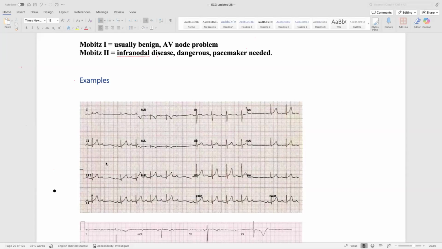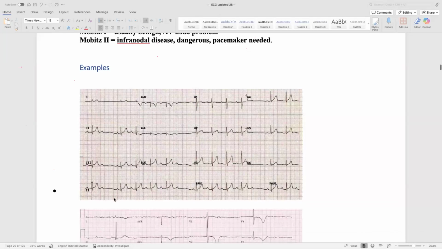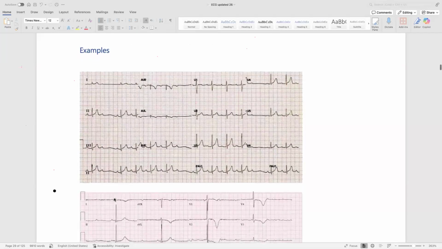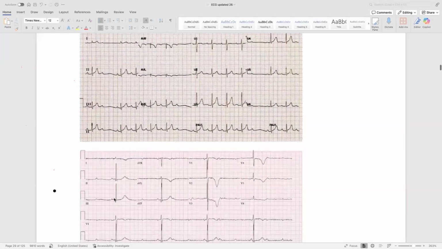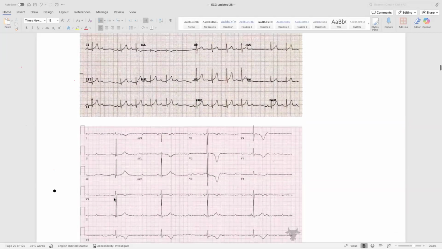Leads are okay. But there is a drop beat. Yes, there is a drop beat. Is it Wenckebach? No. This is not a Wenckebach. That means this is type 2. If there is a drop beat without progressive lengthening, that is Mobitz type 2. A drop beat in ECG, ya jamaa, is serious.